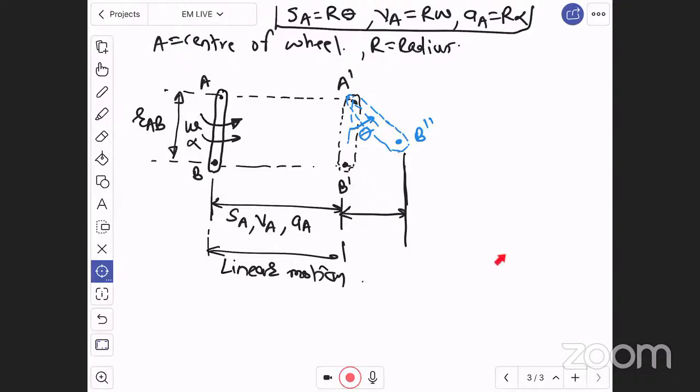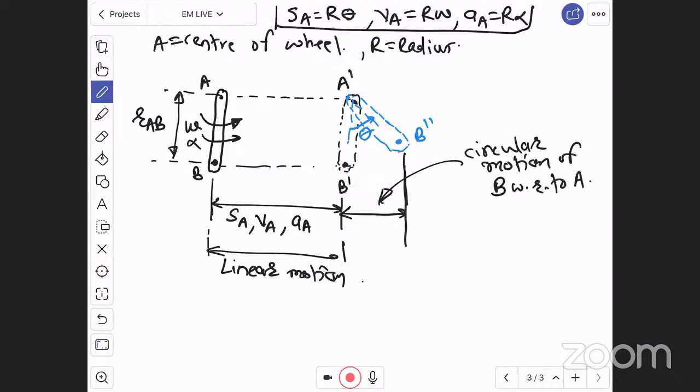Therefore, this component is rotational motion. Here you can see this portion of motion is circular motion, circular motion of B with respect to A. Therefore, in this portion, the displacement is displacement of B with respect to A, velocity is velocity of B with respect to A, and acceleration is acceleration of B with respect to A. SBA means displacement of point B with respect to point A, VBA means velocity of point B with respect to A, and ABA means acceleration of point B with respect to A. This component we are getting extra.